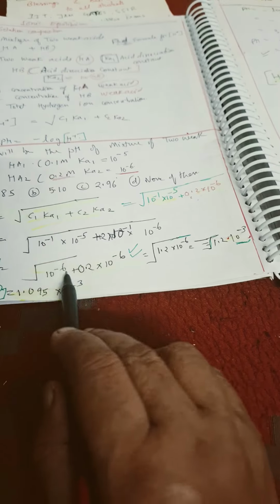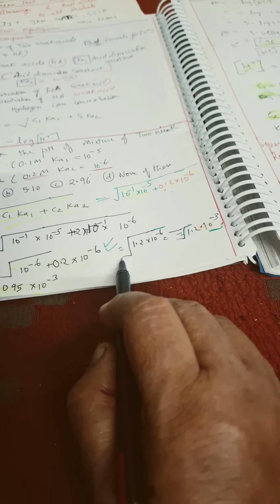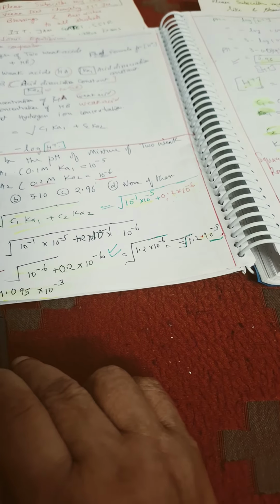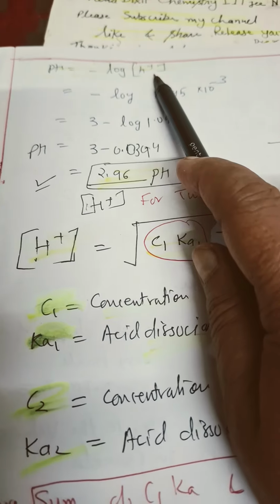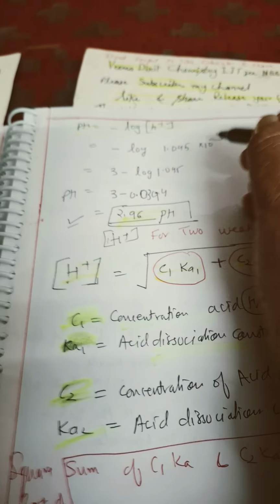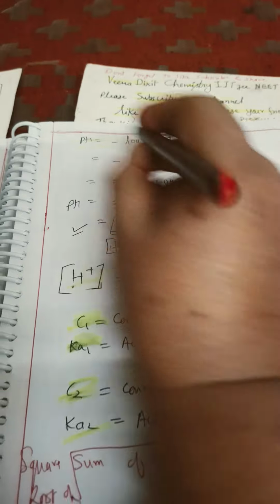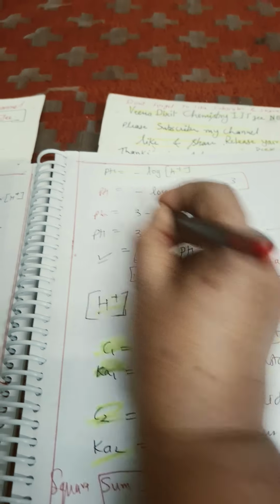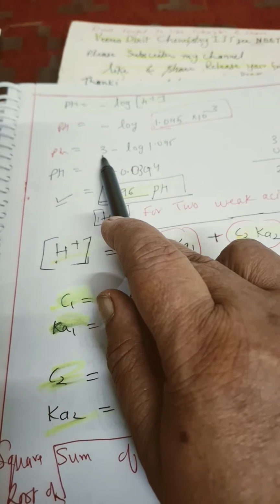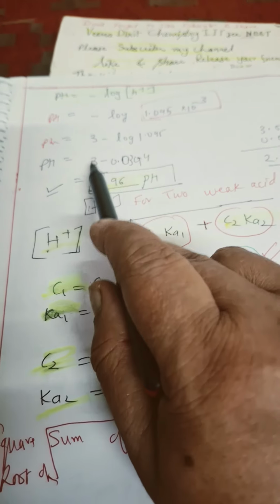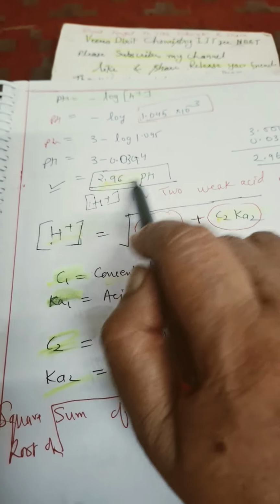When we do this calculation, the H ion concentration is the square root of it, which comes to be 1.095 into 10 to the power minus 3. Now pH is equal to minus log of the H positive concentration, and we got the H ion concentration as 1.095 into 10 to the power minus 3. This is the H ion concentration we got. So pH will be equal to minus log of 1.095 into 10 to the power minus 3, that is 3 minus log of 1.095. Put the value of log of 1.095 here, 3 minus this, so we will get a pH of 2.96.